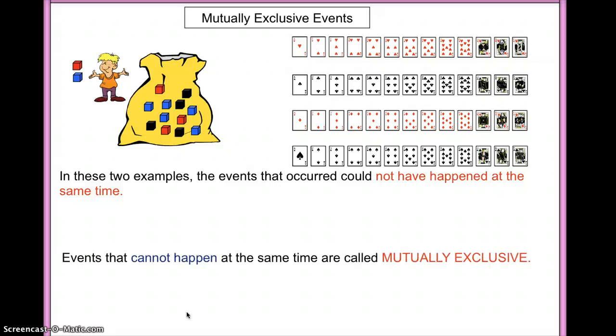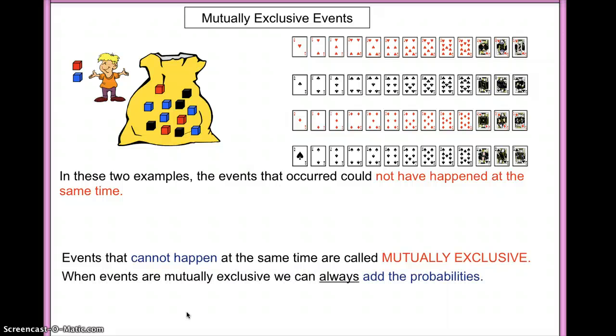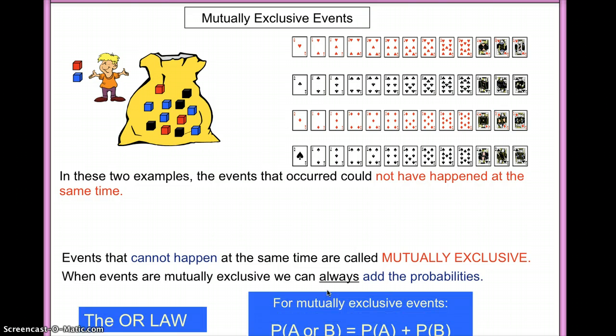So events that cannot happen at the same time are called mutually exclusive. Remember that you add the probabilities. With the AND law, you multiply the probabilities. So for the OR law, the probability of A or B is equal to the probability of A plus the probability of B.